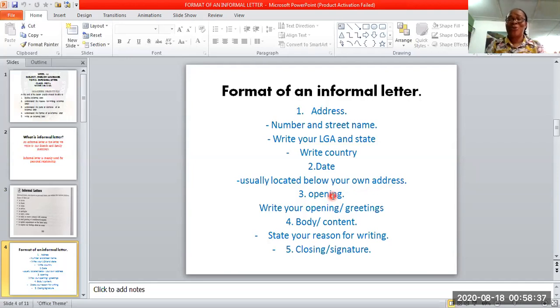Then you have an opening in your letter. Your opening is when you greet your friend. When you say hello, hello Simbi. How are you, Simbi? You can open your letter by saying hello Simbi, hi Simbi, or my dear Simbi, or dear Simbi. Now, if Simbi has a nickname that you call her, you can as well address her in the letter as CC.